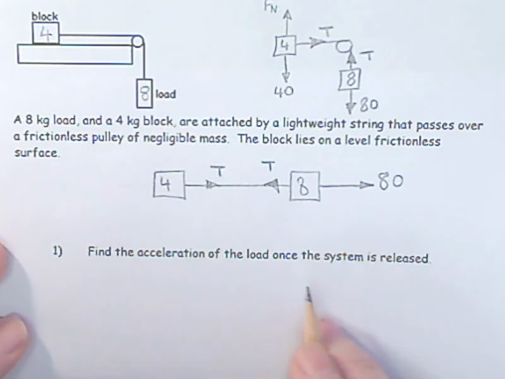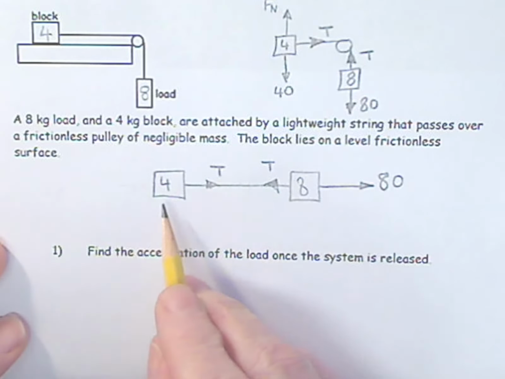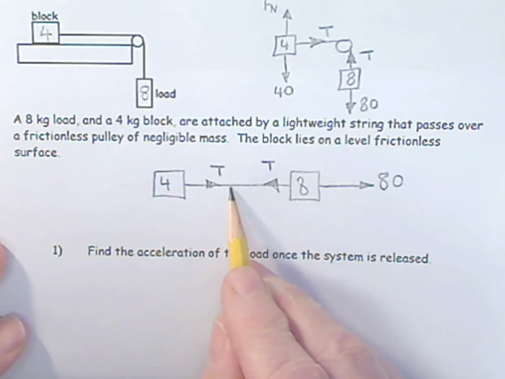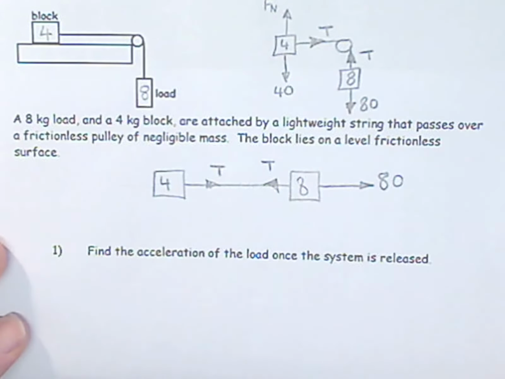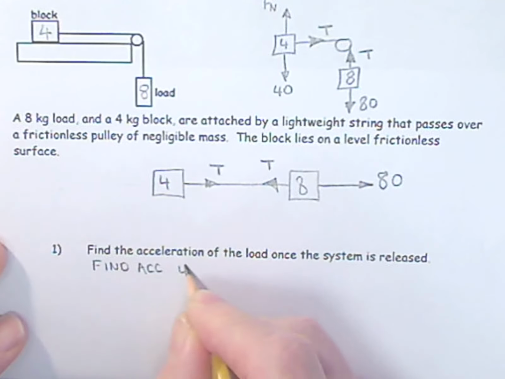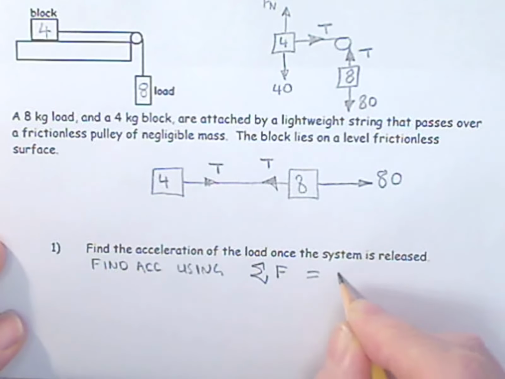And it says find the acceleration of the load once the system is released. Well, the acceleration of the load will be the same as the acceleration of the block, which will be the same as the acceleration of that piece of string there or that piece of string there, because it's all connected together by a piece of string. They don't move further away from each other or anything like that. So I say find acceleration using Newton's second law, so it's going to be the sum of the forces equals ma.